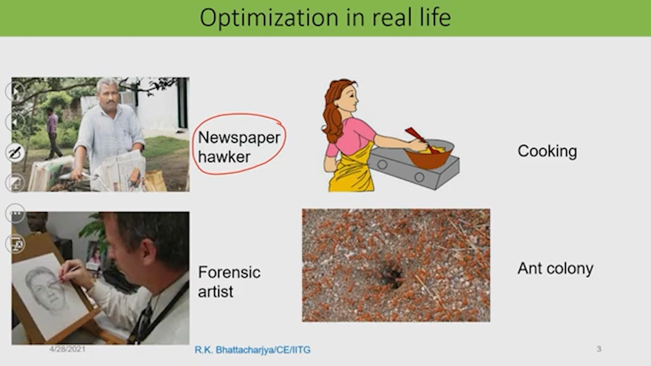Once he has distributed the newspaper on that day, he will have some experience: if I go to this quarter first, then to the hostel, then to the admin building, probably I can distribute this newspaper in minimum time. So, his objective is to distribute the paper within a shorter duration of time. What he is doing basically is trying to minimize the time of distribution. So, you can say that he is trying to solve an optimization problem. What is the objective function here? The objective function is to minimize the distribution time.